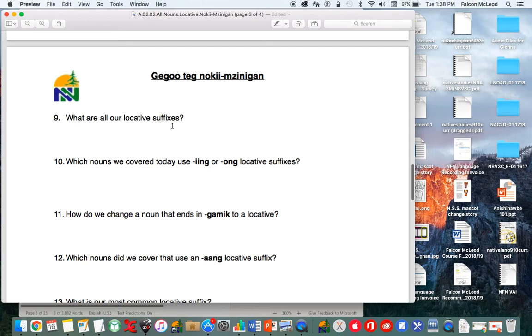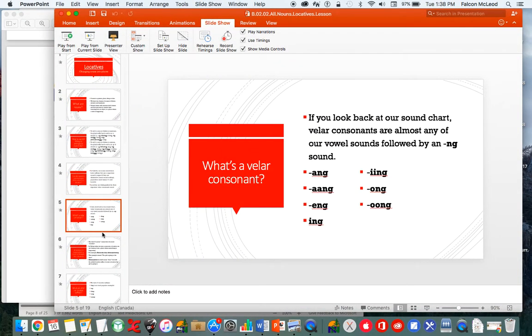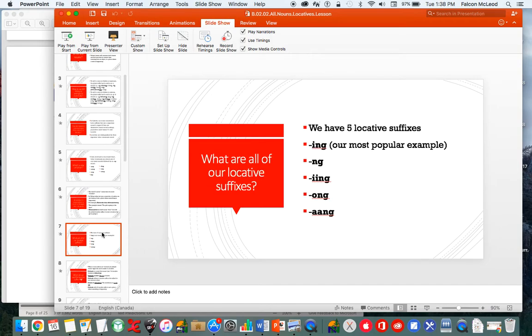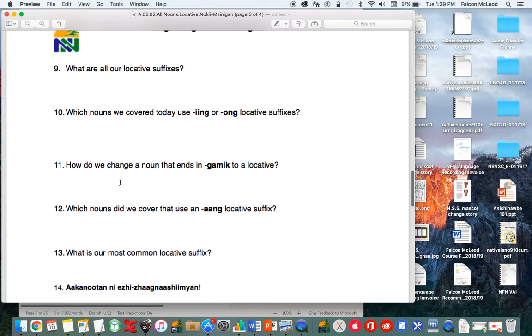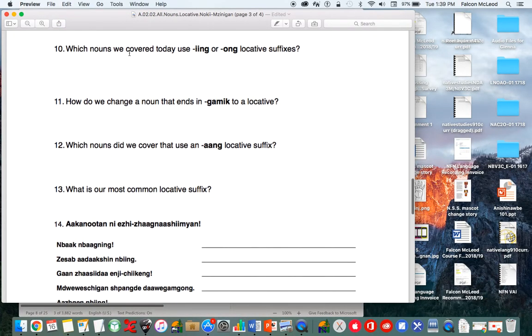What are all our locative suffixes? Those are all our vowel sounds combined with our velar consonants. I believe we have 5. Here we go. This slide here covers all 5 of them. So which nouns we covered today use iing or ong locative suffixes? You should have about maybe 5 or 6 nouns, 3 in each, that use these locative suffixes.